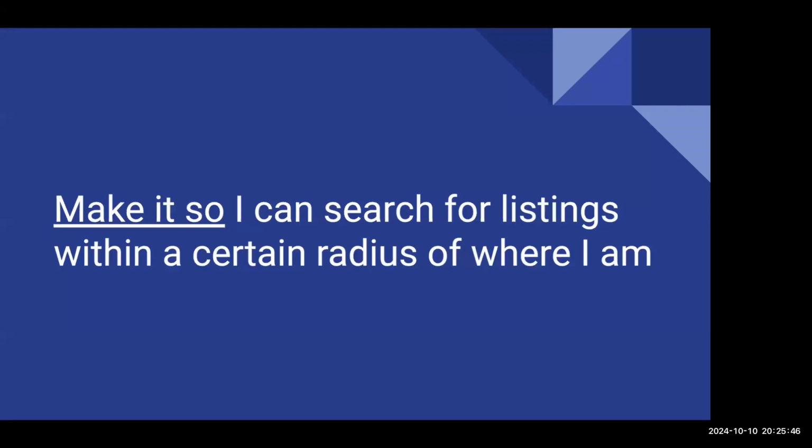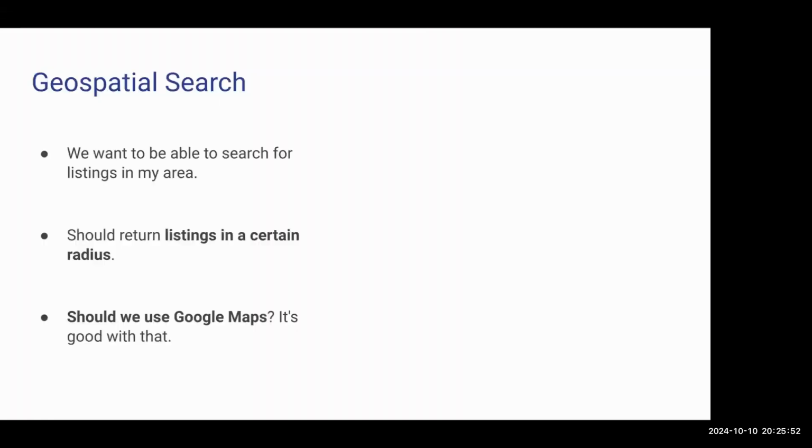Now we want to make it so we can search for listings within a certain radius of our current position. So I want to search for listings in my area, within a certain radius. We could use Google Maps for that, right? But we don't have to. We can use Postgres. We can use what's known as a geometry field.